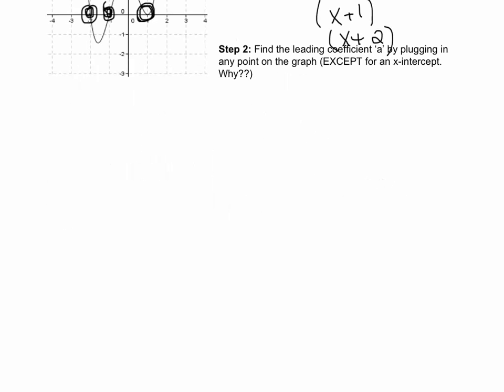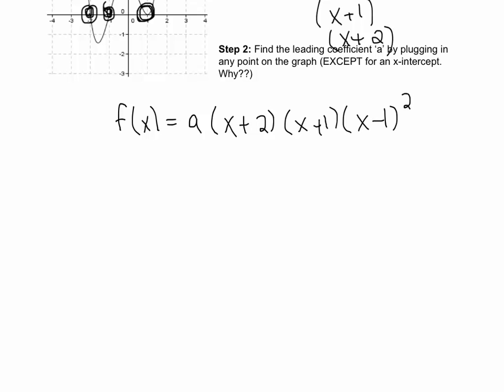We now want to find the leading coefficient a by plugging in any point on the graph except for an x-intercept. Let's set up the general equation for our graph. It's going to be f of x is equal to our leading coefficient a times each of our factors, x plus 2, x plus 1, and x minus 1 squared. If we were to plug in an x-intercept, that would set one of our factors equal to 0. So 0 times a is just going to give us 0. It's not going to give us what our a value is. So we do need to pick a different point on the graph other than an x-intercept.